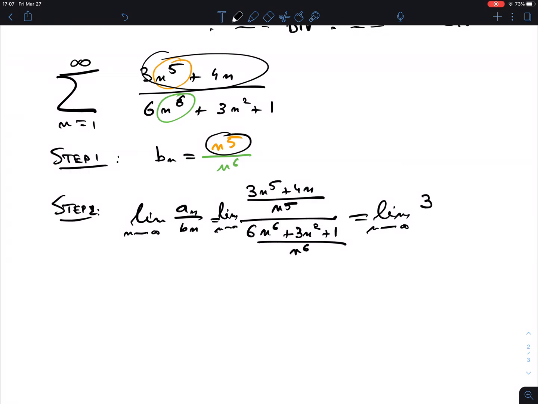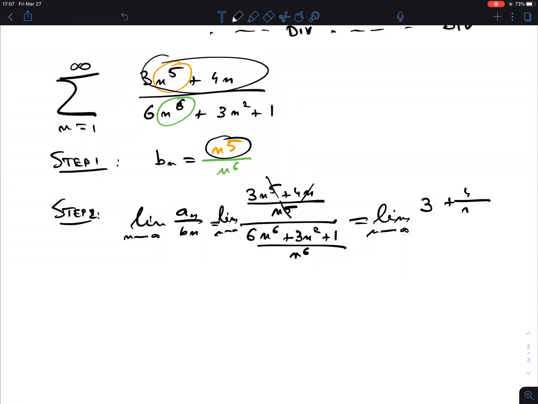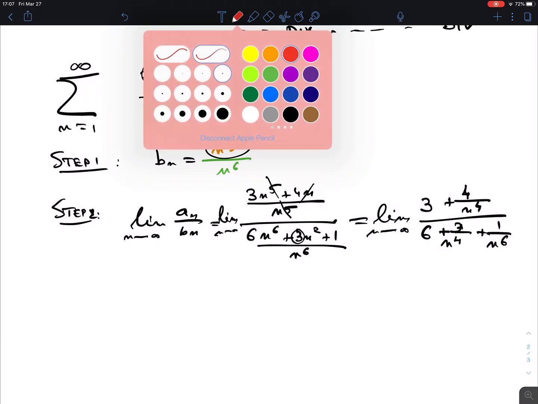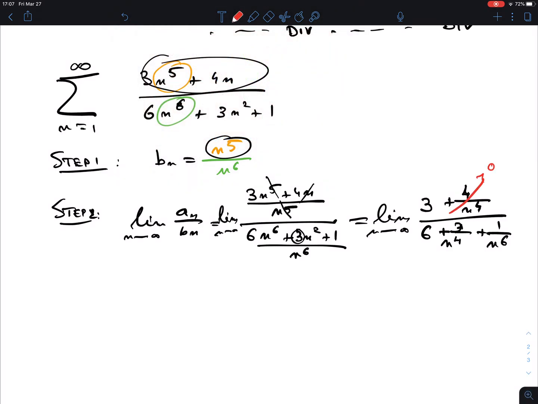So I get a 3, with the n to the fifth canceling here. But here we have, of course, 4n to the fourth. And the other one, I hope you see it, 6 plus 3, that's the coefficient, right? n to the fourth plus 1 over n to the sixth. And then we use the fact that 1 over infinity is 0, so this will go to 0, this will go to 0, and so will this.